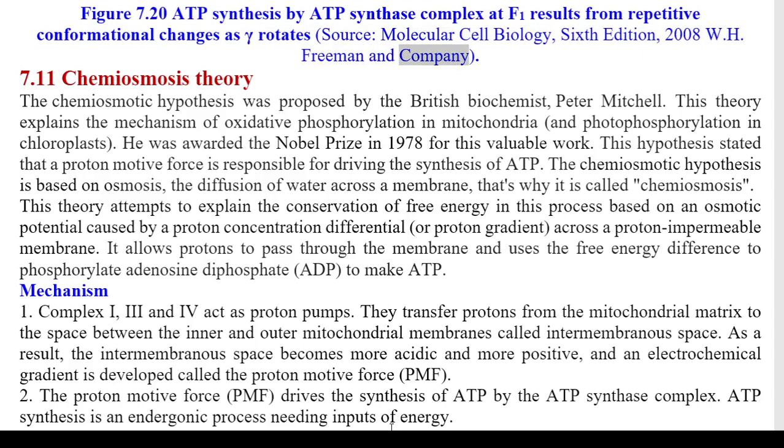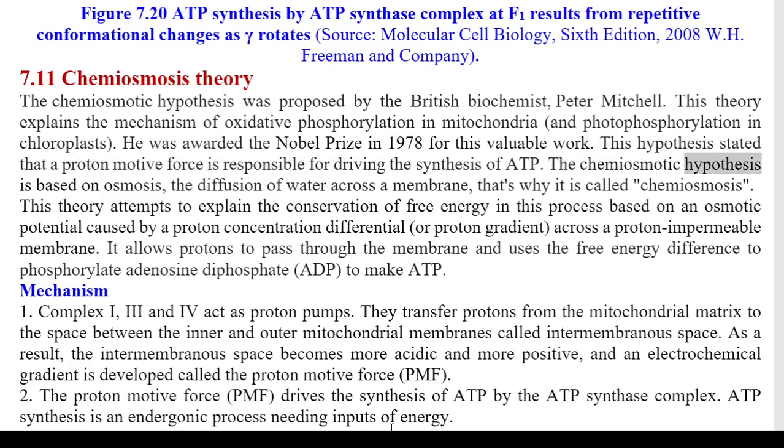7.11 Chemiosmosis theory. The chemiosmotic hypothesis was proposed by the British biochemist Peter Mitchell. This theory explains the mechanism of oxidative phosphorylation in mitochondria and photophosphorylation in chloroplasts. He was awarded the Nobel Prize in 1978 for this valuable work. This hypothesis stated that a proton motive force is responsible for driving the synthesis of ADP.